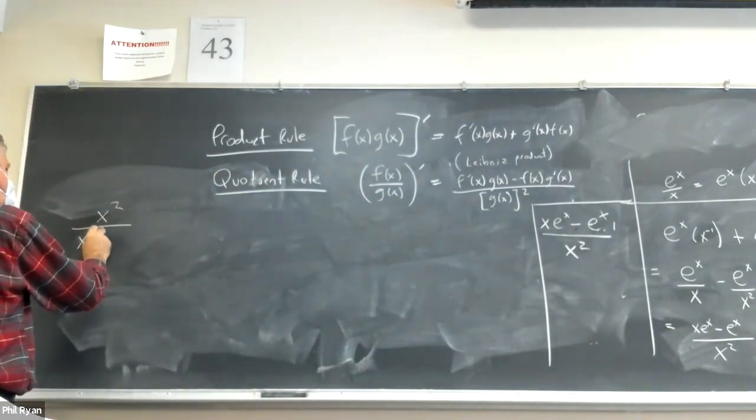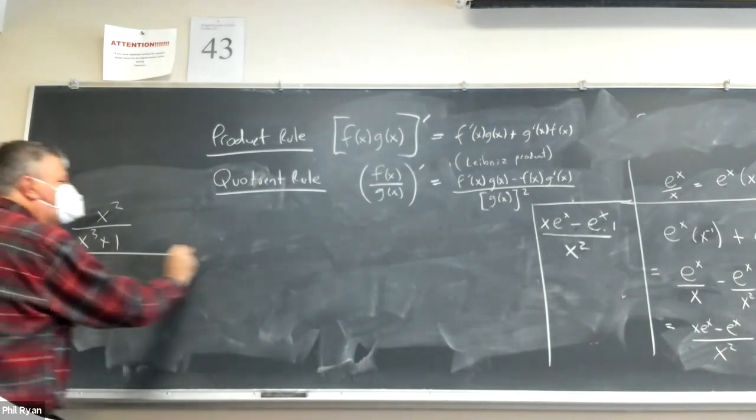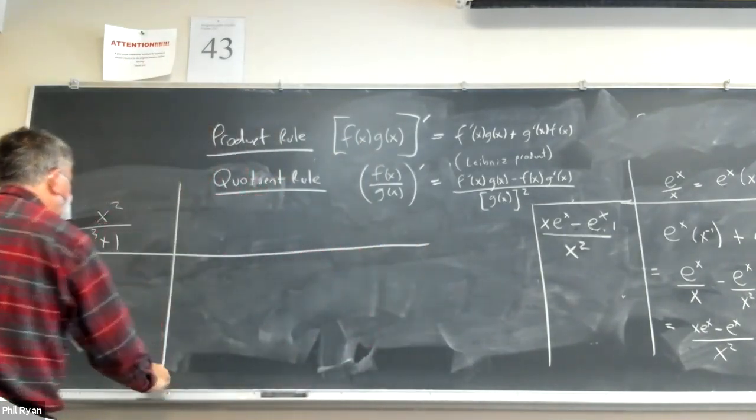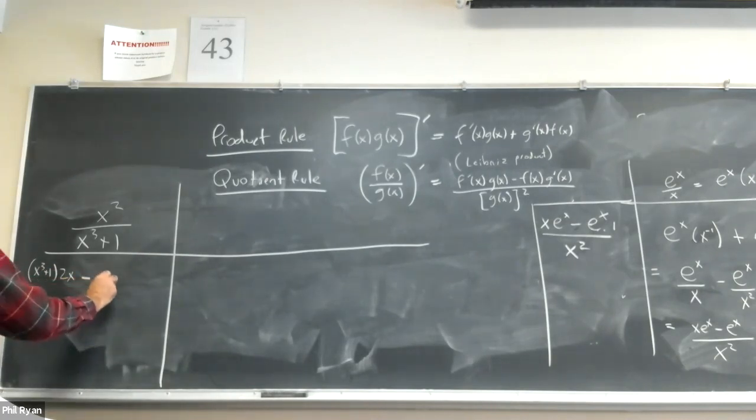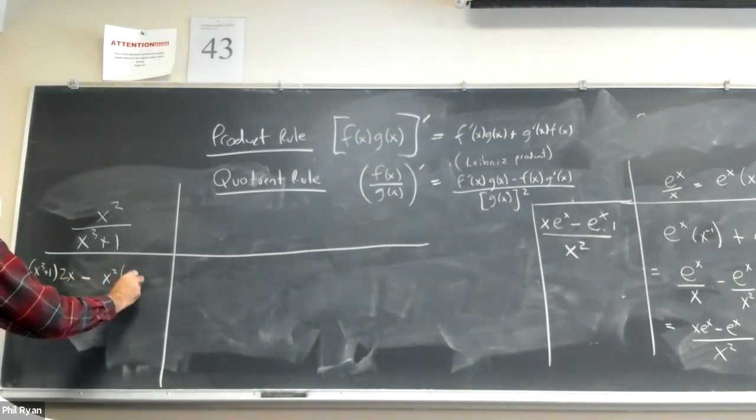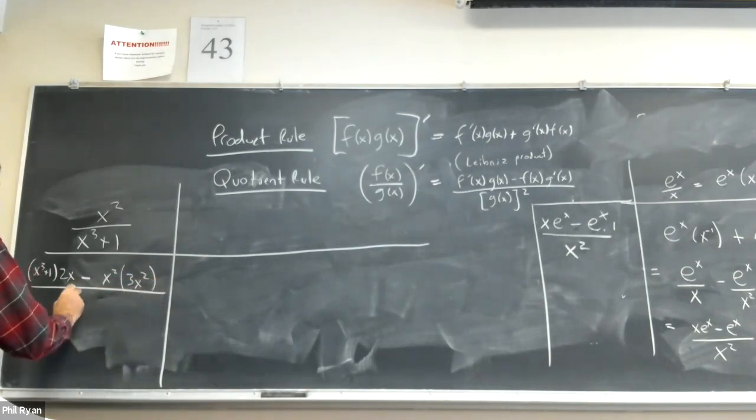x squared over x cubed plus 1. Let's take the derivative of this. So what is low d high? Low is x cubed plus 1. D high is 2x. Minus high d low. And it's down the bottom squared.